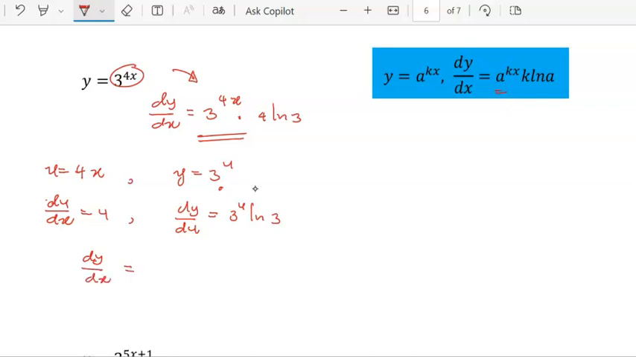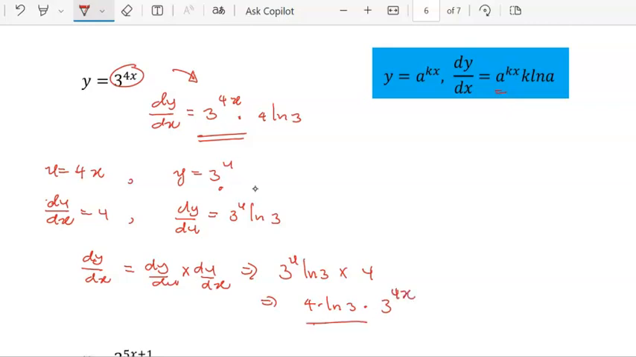That means when you have your dy/dx, what's it going to be? It's going to be dy/du multiplied by du/dx. So you have 3 to the u natural log of 3 multiplied by du/dx, which is 4. That's how your answer turns out to be 4 natural log of 3 times 3 to the power of u, which is 4x. This is how it comes to be that.